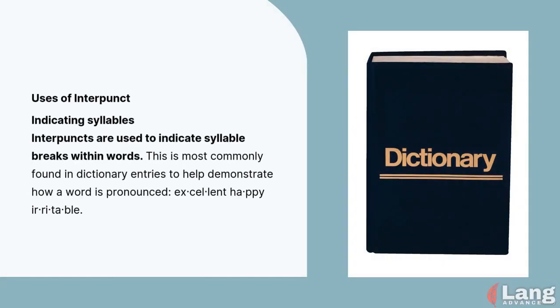Uses of interpunct. Indicating syllables. Interpuncts are used to indicate syllable breaks within words. This is most commonly found in dictionary entries to help demonstrate how a word is pronounced. Ex·cel·lent, ha·ppy, ir·ri·ta·ble.